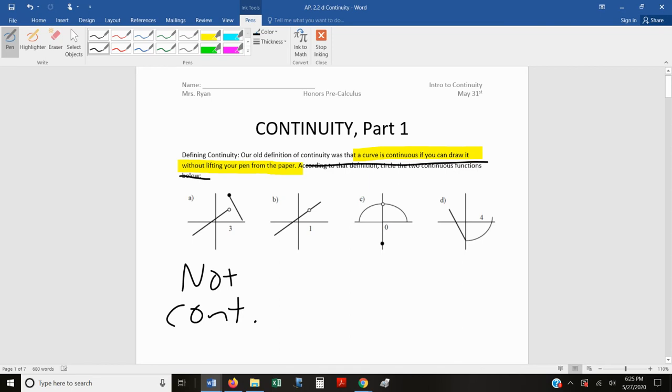I'm going to just abbreviate not continuous because if you were drawing it at 3, right at 3, you would be lifting your pen, right? You're here, and then you have to lift your pen to draw that second part. So part A is not continuous.